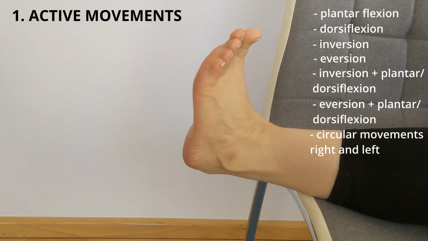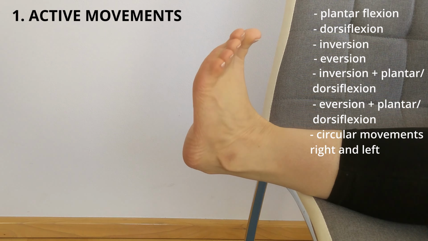Regarding inversion ankle sprains, we got 3 ligaments over here. Regarding eversion ankle sprain, we got 3 ligaments over here. And regarding high ankle sprain, we got 2 ligaments here that can be damaged.